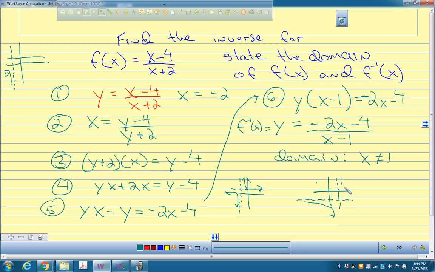So what happens is that the domain of this one is the range of this function, and the range of this function is the domain of this function. Don't worry too much about that, okay? But just so you know, with inverses, the domain and range flip places. That's all I have to say today.